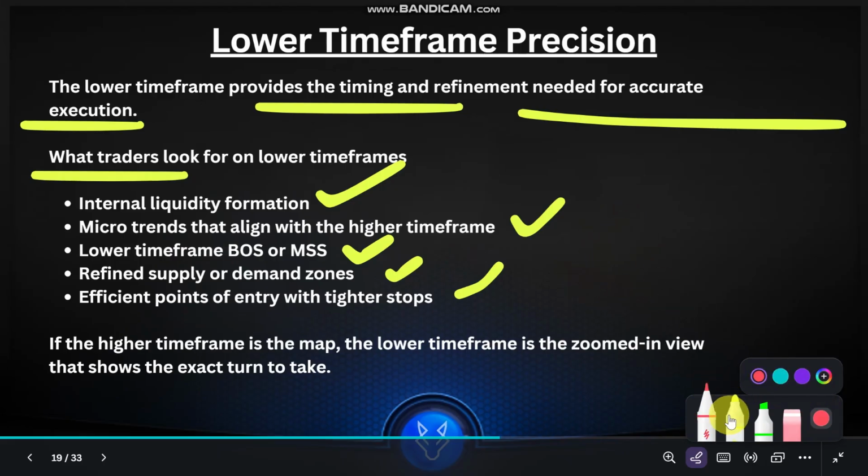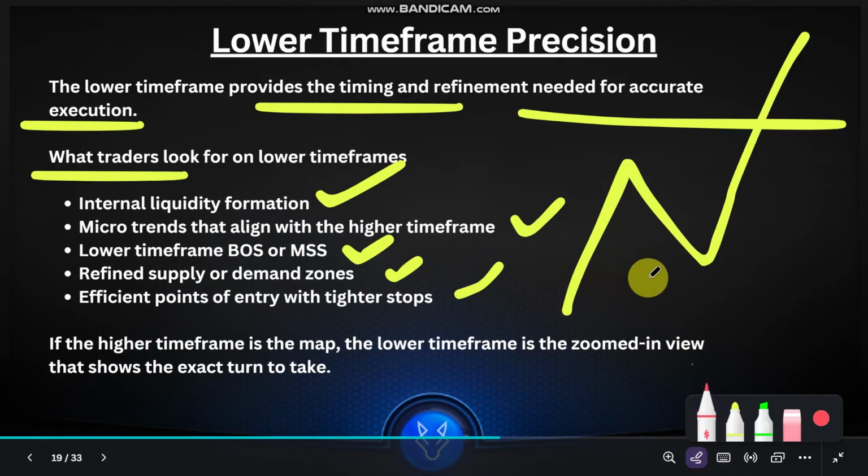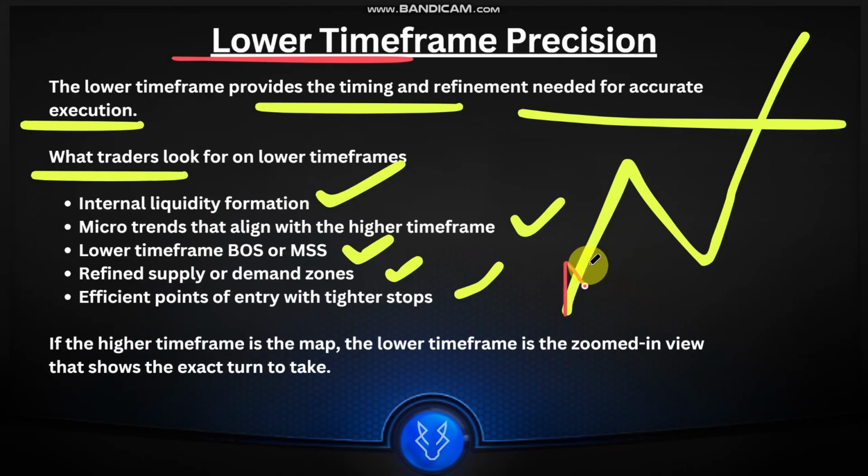Let's say this is the higher time frame bias. Let's just give an example. Higher time frame bias is this. Now, the lower time frame, because we're talking about the lower time frame here, you're going to have this. Now it says internal liquidity formation, so we're going to get all these internal liquidities. You can see internal liquidity sitting around here. All right, micro trends that align with the higher time frame.